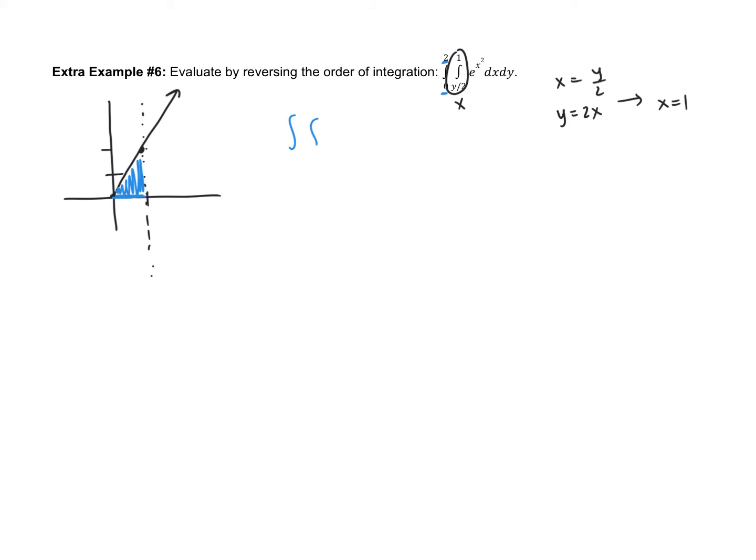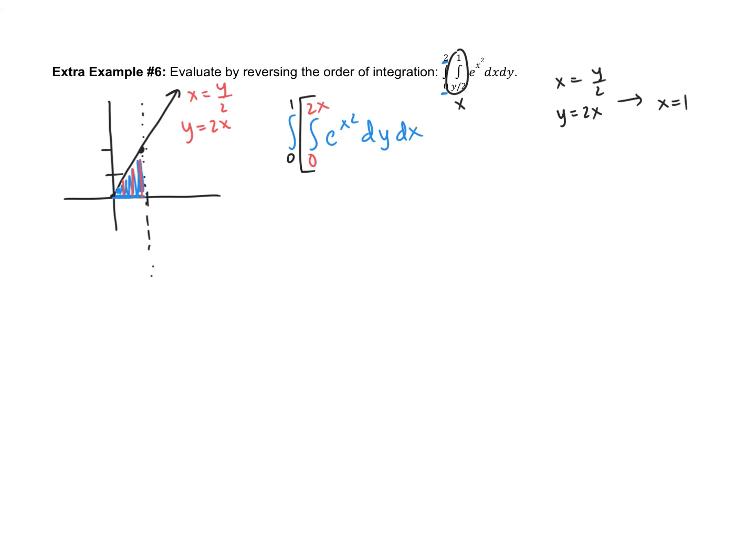Okay, so we're now going to integrate e to the x squared with respect to y first and then x. If we go with respect to y first, we're going to be integrating vertically. So our lower bound is going to be y equals 0. And this upper bound is the line x equals y over 2, or y equals 2x. So we're going to go to y equals 2x. And x then goes from 0 to 1.